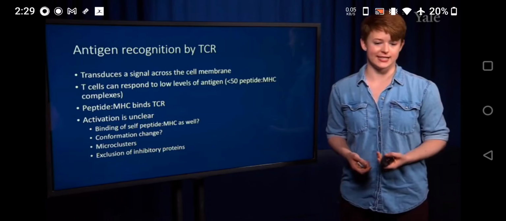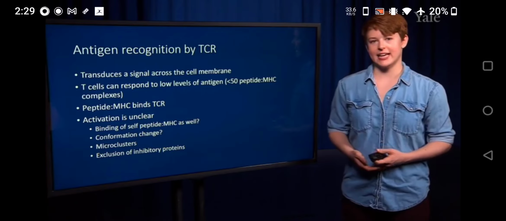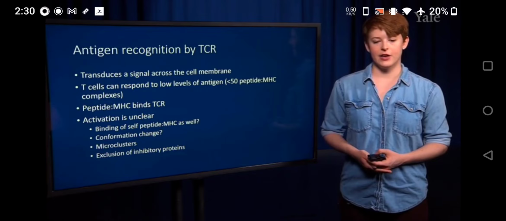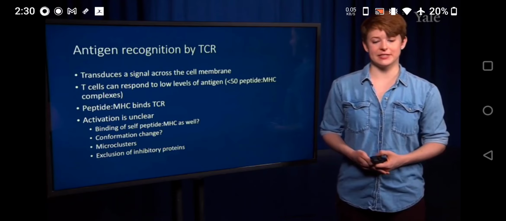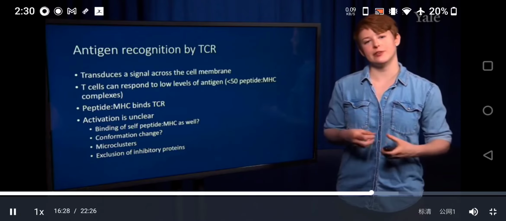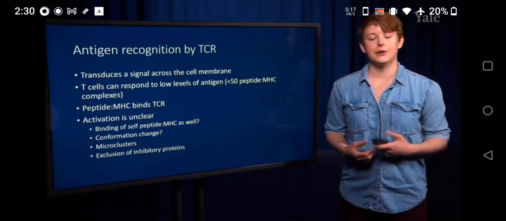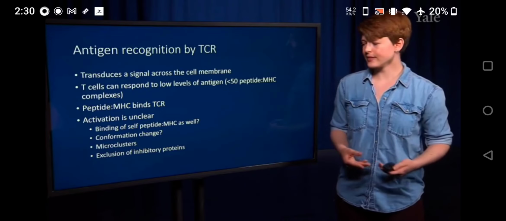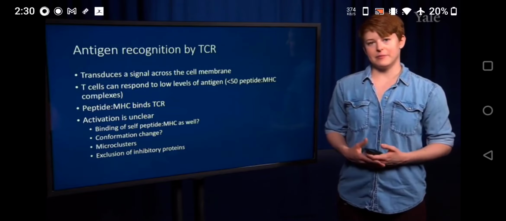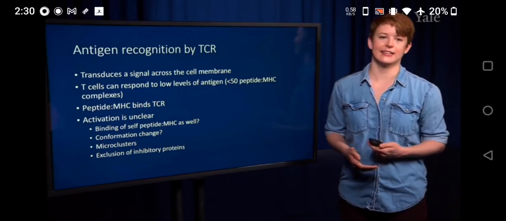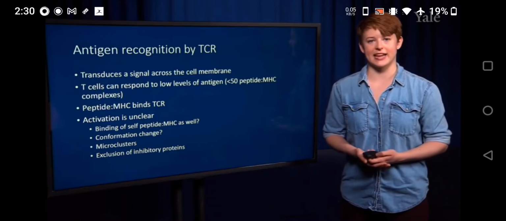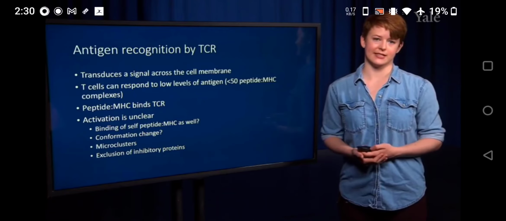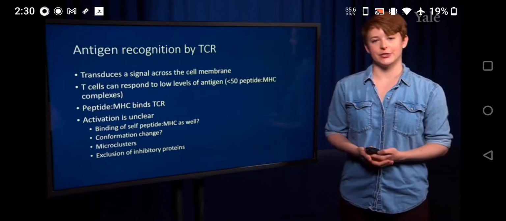Another possibility is that binding leads to conformation change in different proteins, or that the TCR receptors form microclusters. So they group together in small clusters, which then associate with clusters of other signaling components. And finally, we'll talk about this a little bit more later, but it's possible that TCR binding to a peptide MHC complex excludes inhibitory proteins that are too large to be located near the TCR.